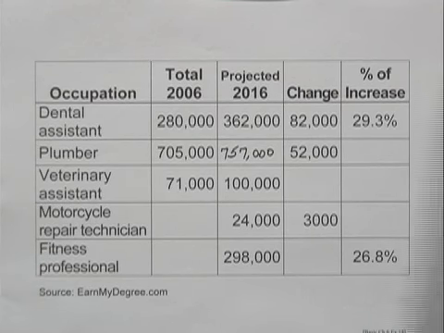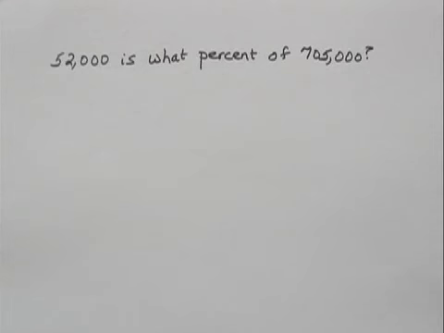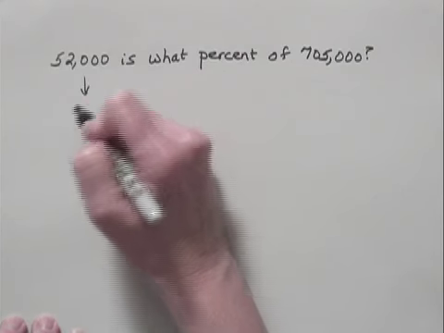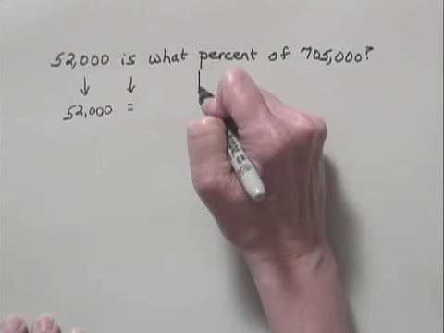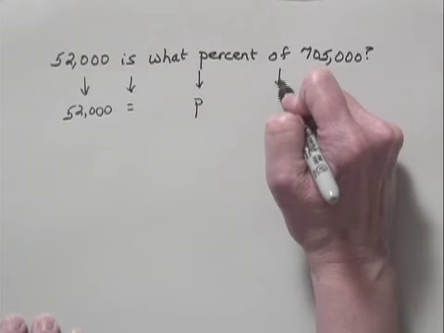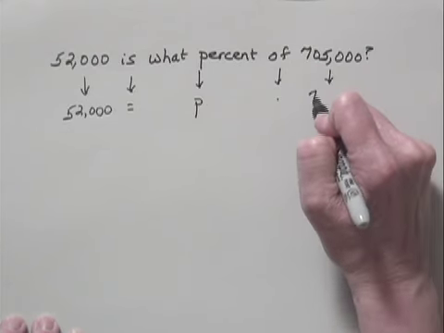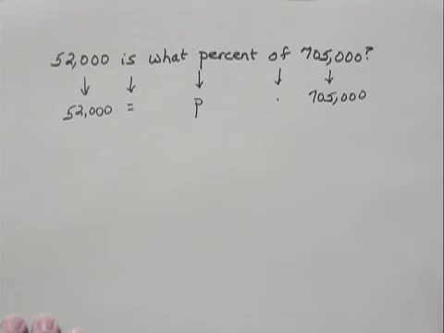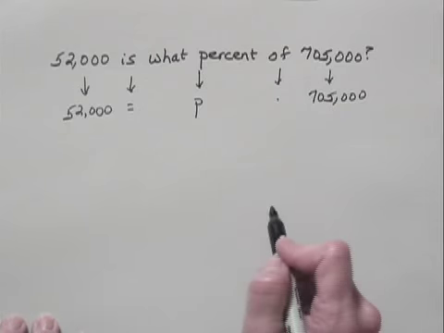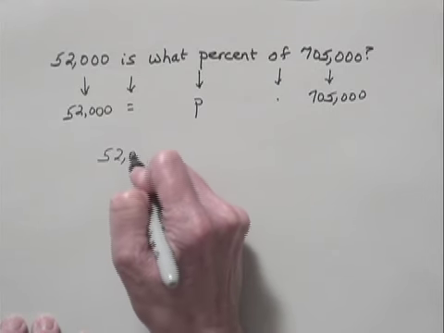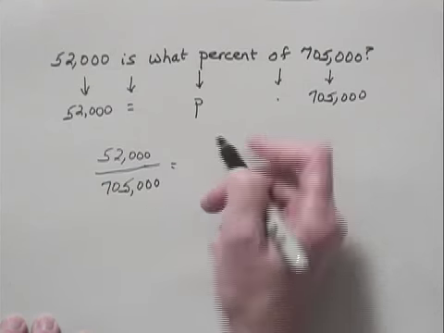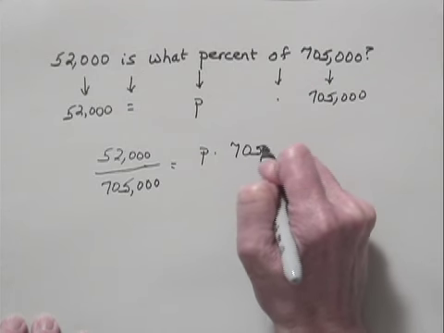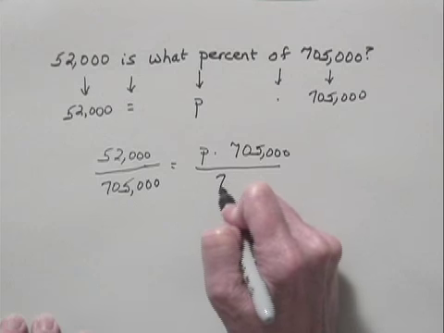Now we need to find the percent of increase, so we are going to solve an equation to find that. What we're asking is, 52,000 is what percent of 705,000? And this translates to 52,000 equals what percent, we'll call it P, of, which is times, 705,000. Now we can solve this equation to find P. We can divide on both sides by 705,000. This is equal to P times 705,000 divided by 705,000.